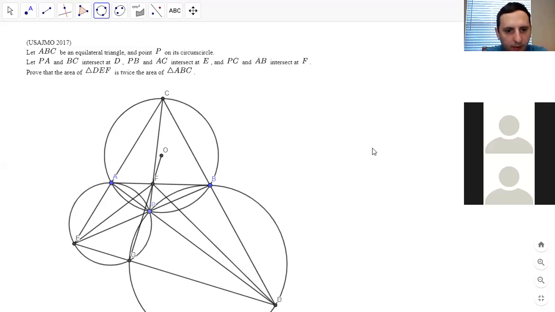So how do we get the area? I'm thinking for the area of DEF, maybe it's easiest to subtract things. So maybe I could do the area of EABD minus EAF minus BFD.